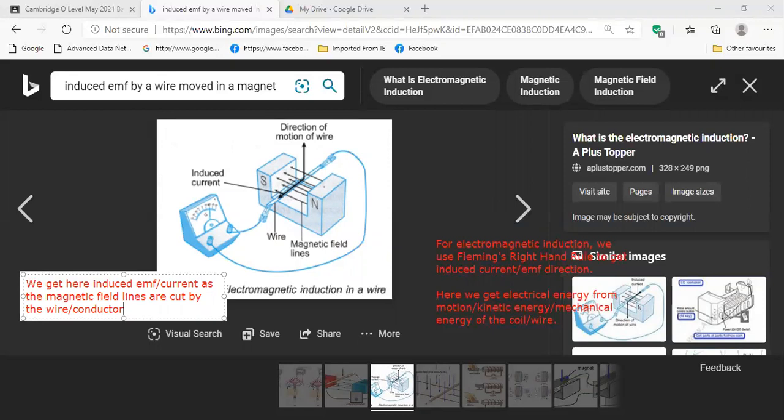So these are the core ideas. You should memorize them. You should remember them. If you can remember this, you can get everything here. All the questions you can answer from electromagnetic induction.